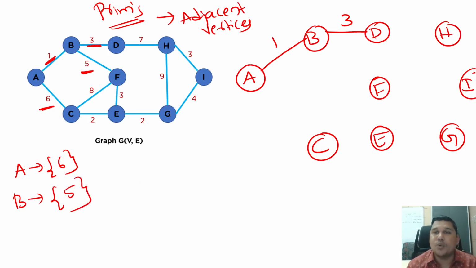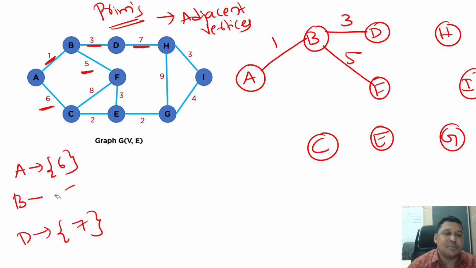Next, we got a new vertex D. So what is the alternative from D? From D there is only one alternative, that is 7. Now among these 3, which is the minimum one? 5 is the minimum one. So that is between B to F, 5. Now this B edge is removed. We got a new vertex F.